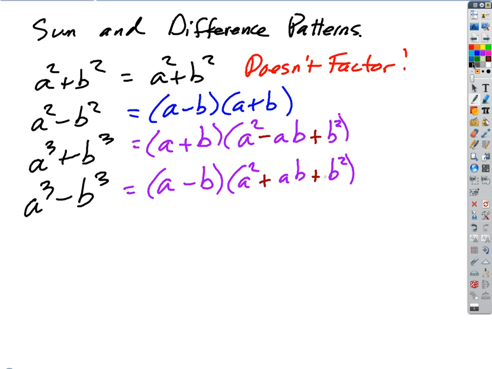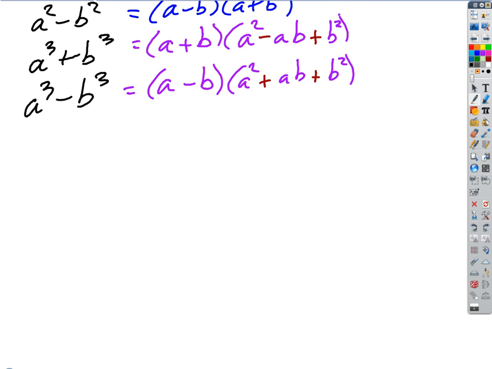So let's do an example of one of these. How about if we try something like 64x cubed plus 27. So now, what's our thinking on this? How many terms are there in that polynomial? What do you think, Jade? 2. So what's our strategy? 2 terms, sum or difference pattern, right? So then we just have to figure out which sum or difference pattern could work, and then we'll just see if it actually does work.